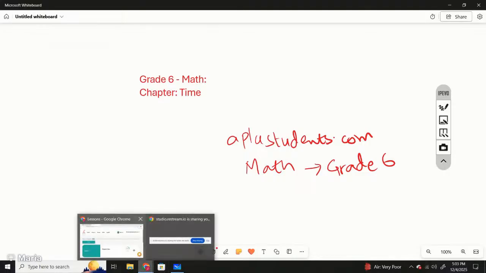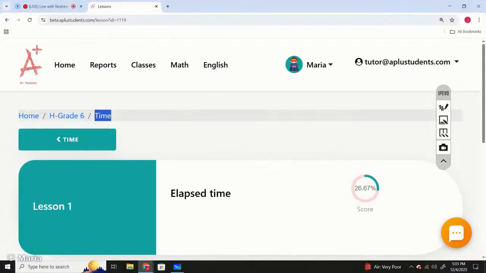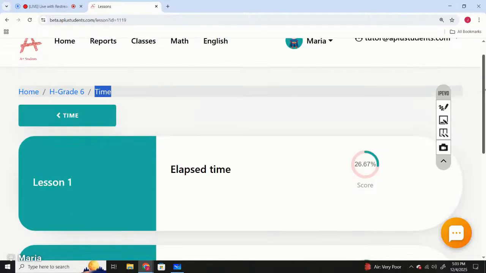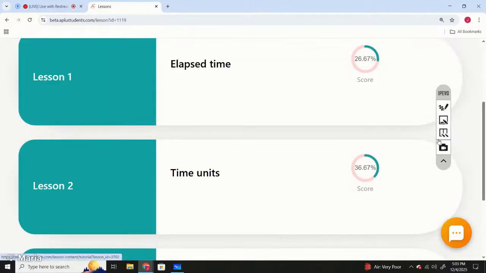Here I am on grade 6 math. The chapter we are on right now is time. Let's just start with the first lesson, that is elapsed time. So let's just start with the lesson.